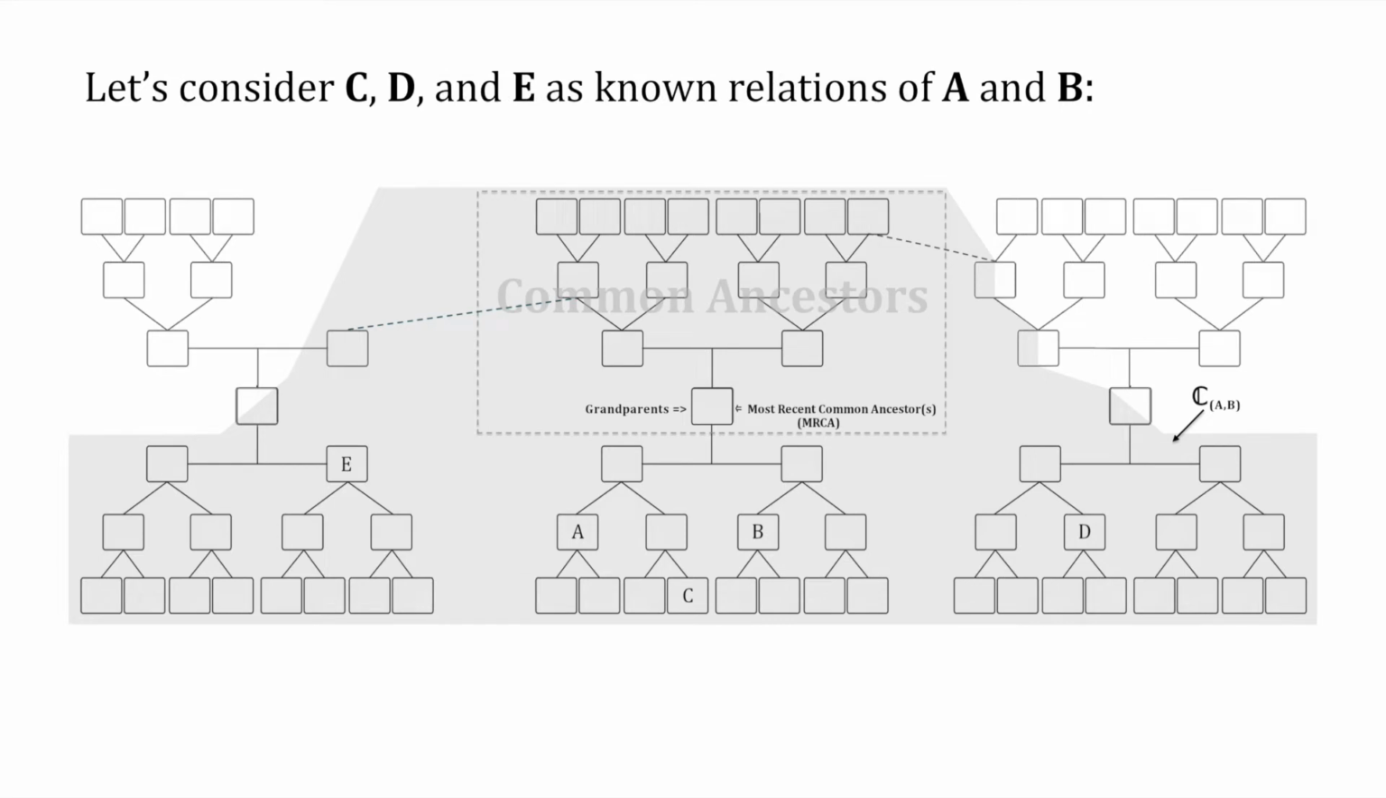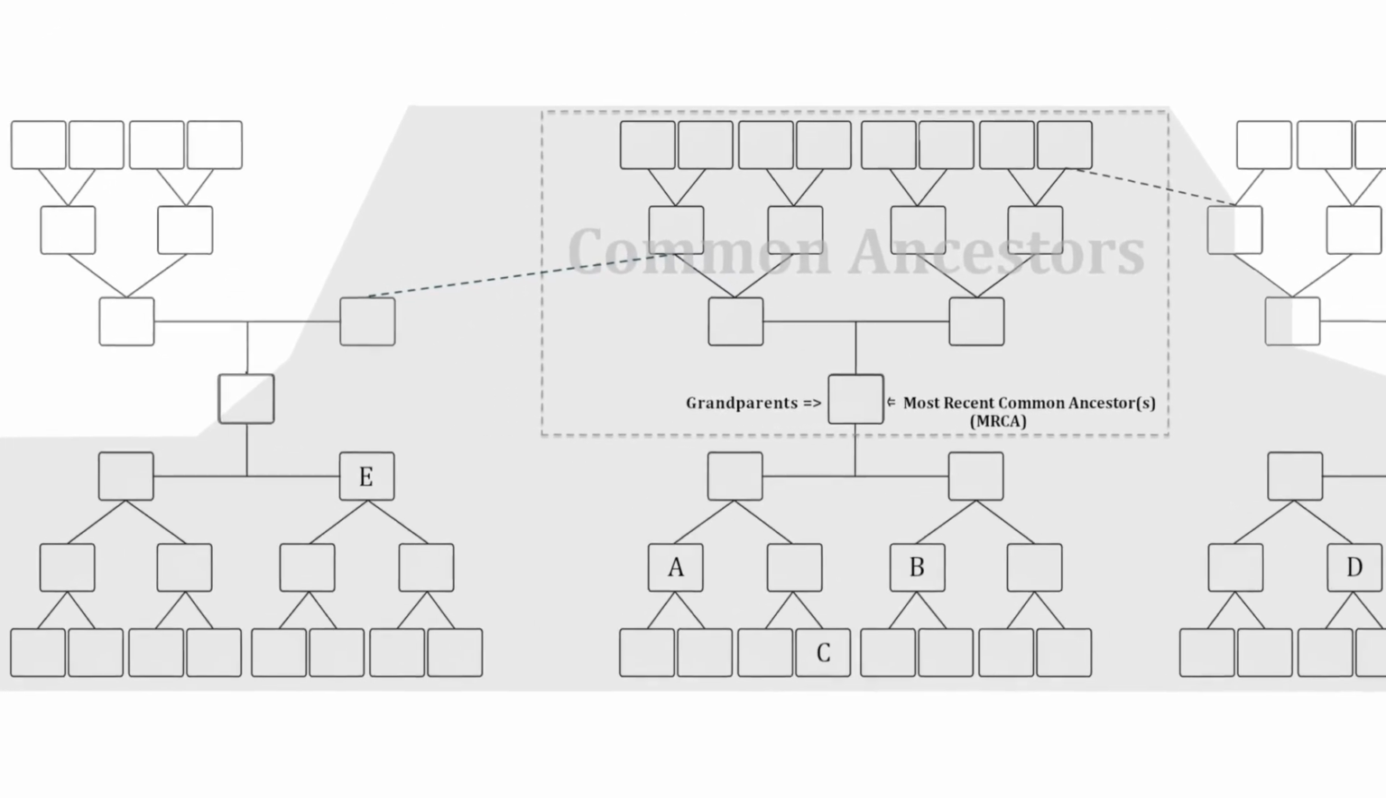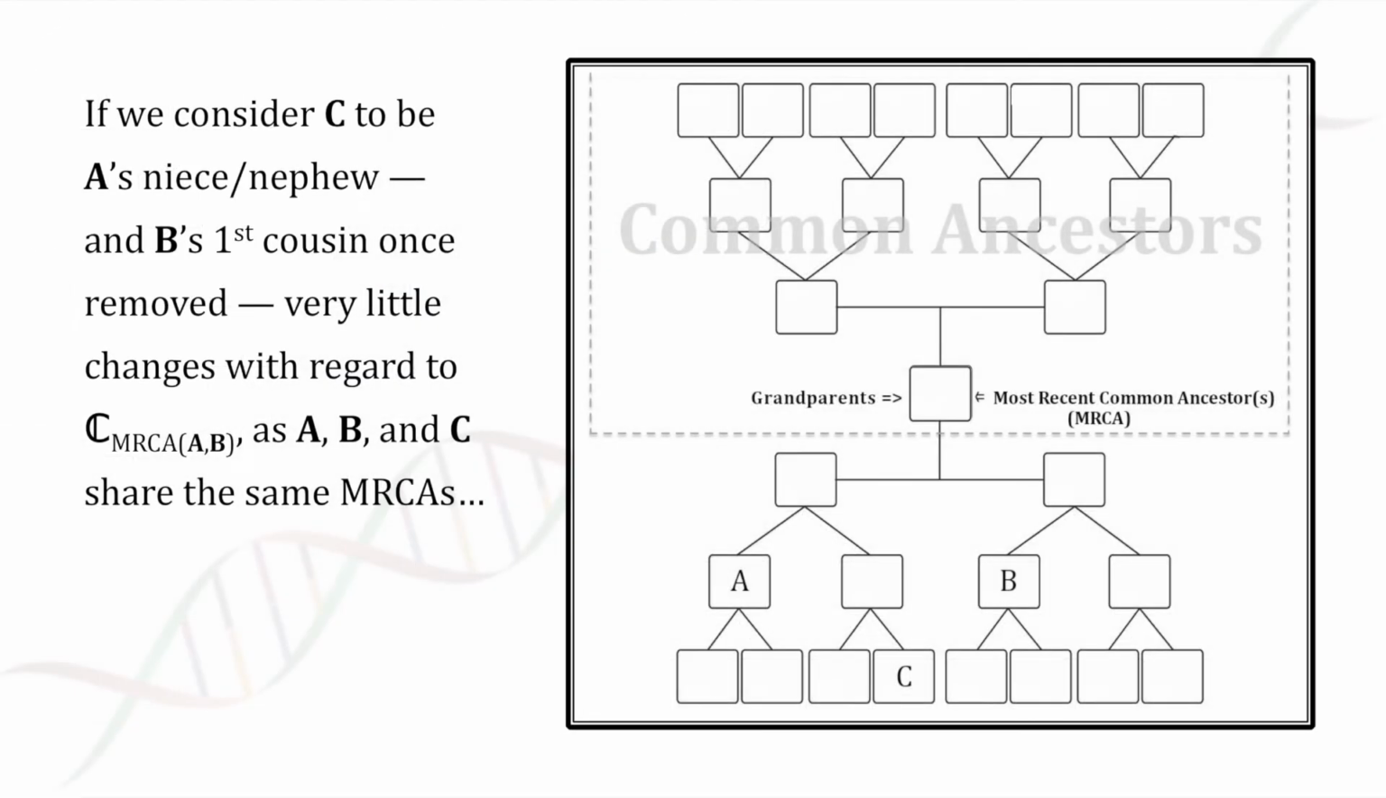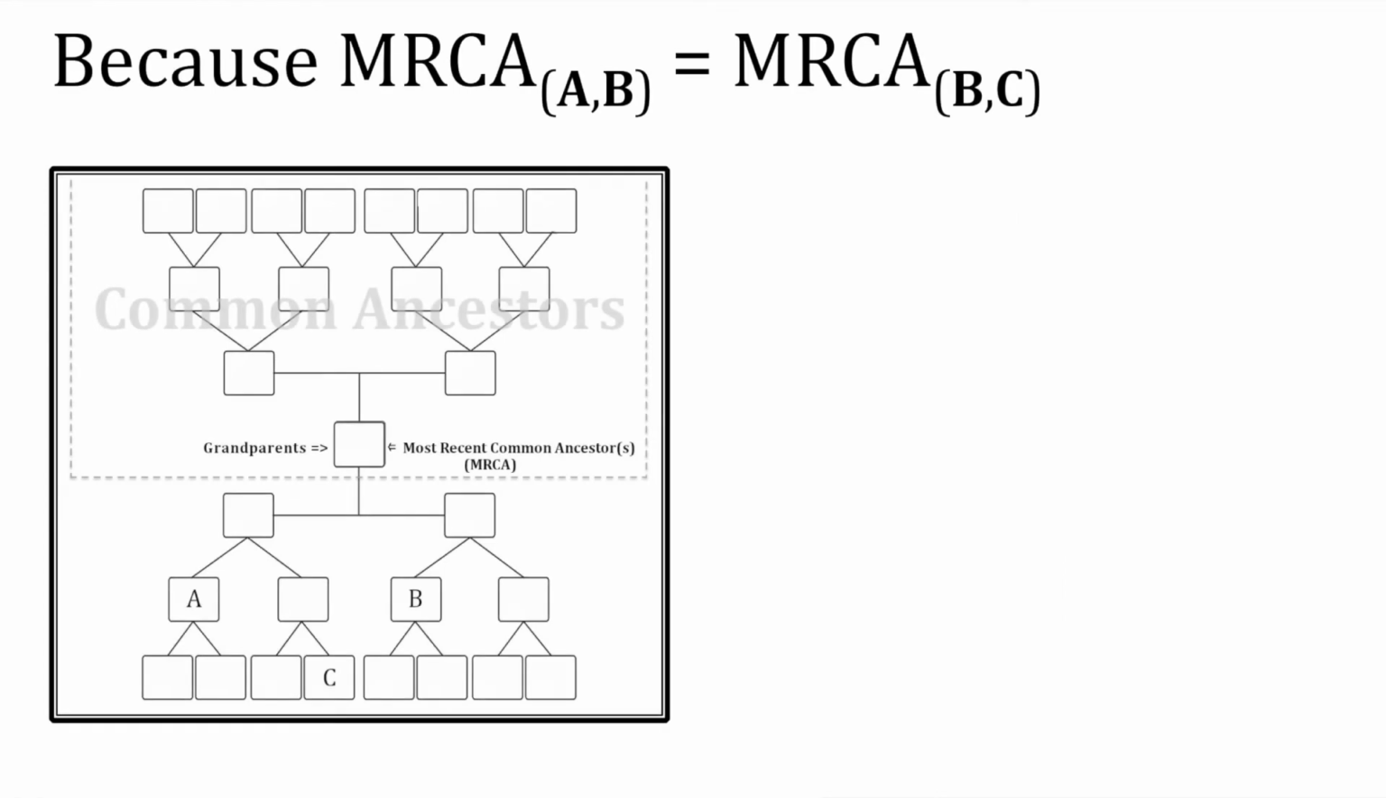When we considered individuals C, D, and E as genetic relations to A and B, we assumed them to be hypothetical, but let's instead allow that they are individuals with known relationships to A and B, and see what, if anything, is changed by those genealogical connections. If we consider C to be A's niece or nephew, and B's first cousin once removed, very little changes with regards to the complex about the most recent common ancestors of A and B, as A, B, and C share the same most recent common ancestors. This is not to imply, however, that nothing changes.